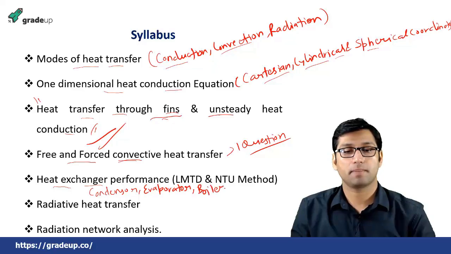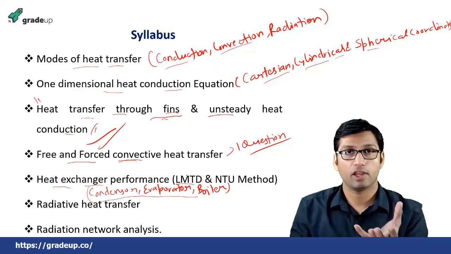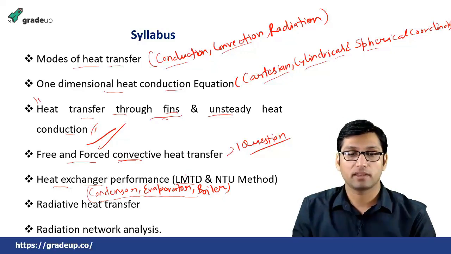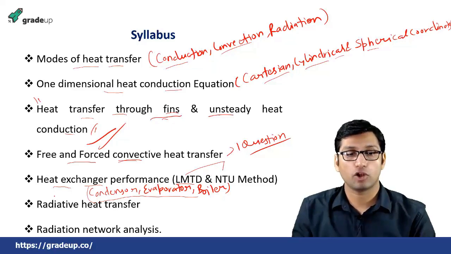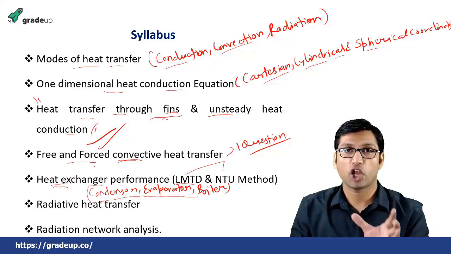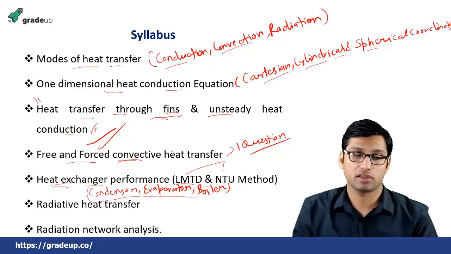So these are some examples of heat exchangers, and we are going to study them and try to design the heat exchanger by finding its area by 2 methods called the LMTD method and the NTU method. So there are 2 methods which are used for the design of a heat exchanger to find its area of heat transfer.